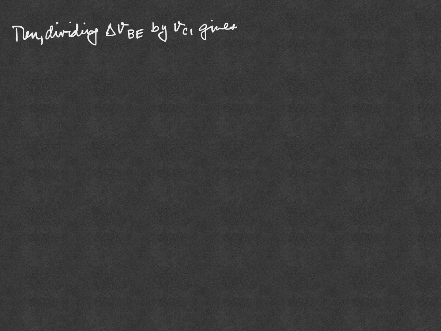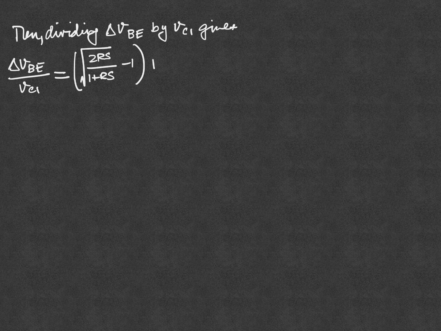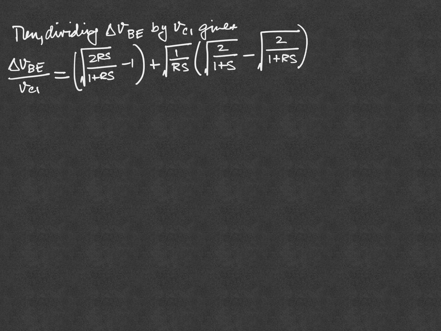So then, dividing delta V BE by VC1 gives delta V BE over VC1 is equal to the square root of 2RS over 1 plus RS minus 1, plus the square root of 1 over RS times the square root of 2 over 1 plus S minus the square root of 2 over 1 plus RS, plus the square root of 2S over R plus RS minus the square root of 1 over R.